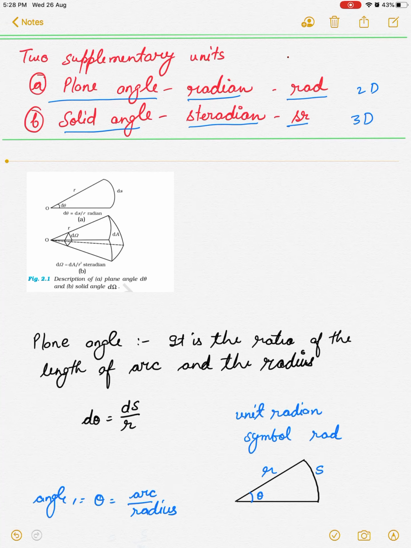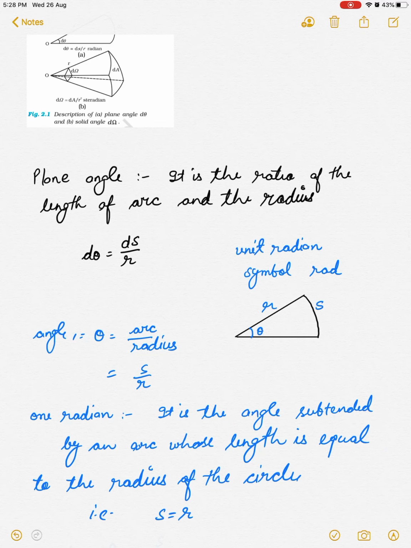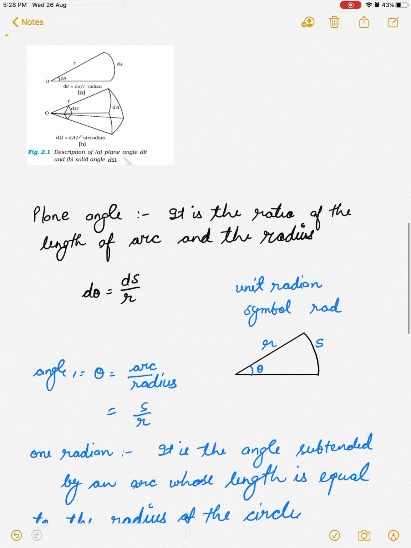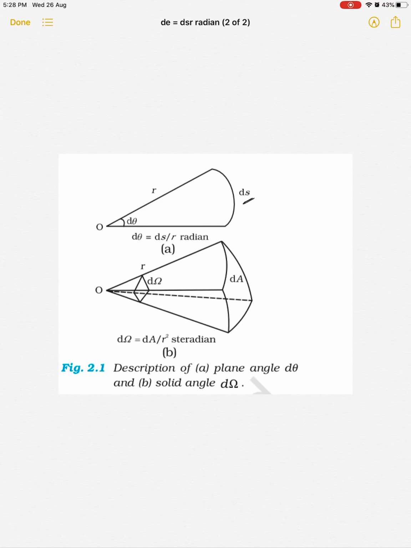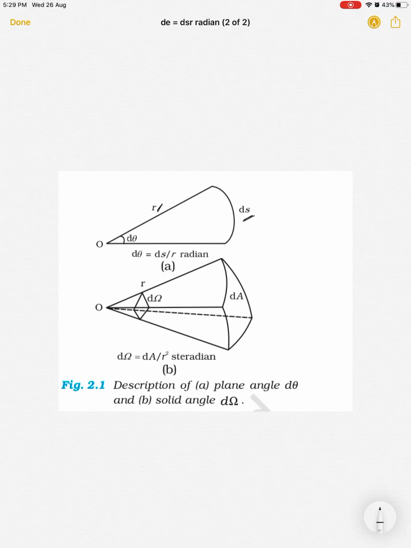You can see in figure 2.1 how plane angle and solid angle have been given. But for our purpose, the only requirement is the plane angle. So let us see what a plane angle is. Plane angle is the ratio of the length of the arc and the radius. In the figure, suppose the length of the arc is ds and the radius is r. So you can define the angle subtended at the center as d theta, which equals ds upon r, in radian.